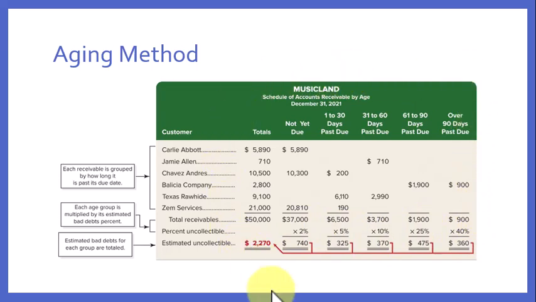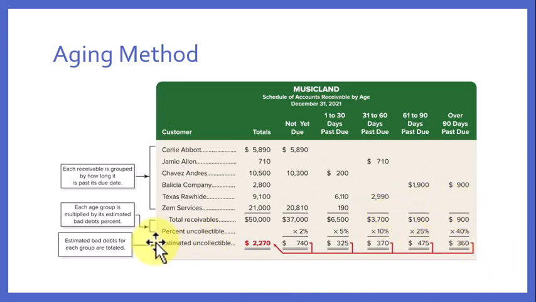But with the aging method, we compute our total receivables in each of these buckets, and then we apply that percentage to this bucket. Okay, so for not yet due, we've got a total $740 is what we're estimating as uncollectible based on a balance of $37,000. Here we've got receivables of $6,500. We think 5% is not collectible, so we've got another $325 there. 31 to 60 days, $3,700 is what's in receivables. We think 10% of that's not collectible, and so on and so forth.